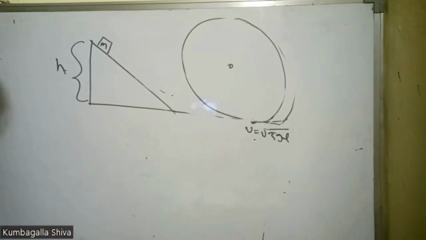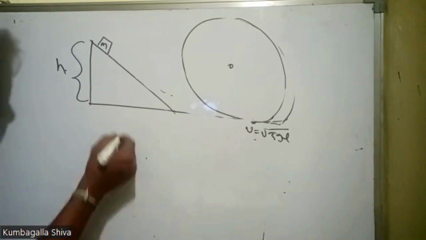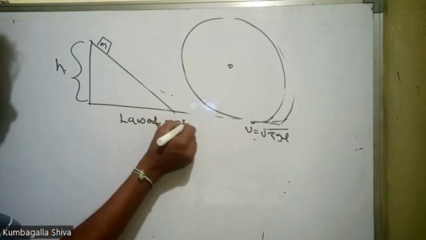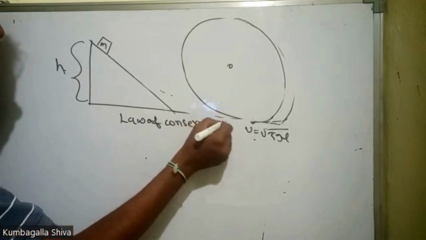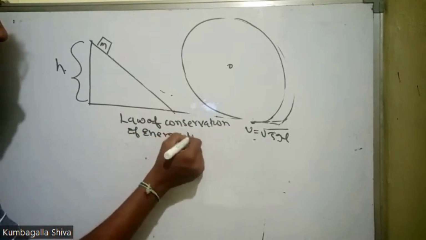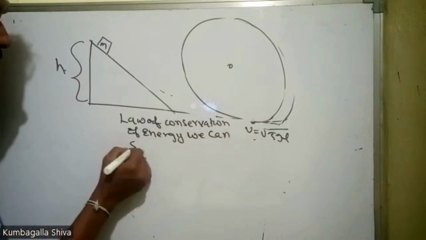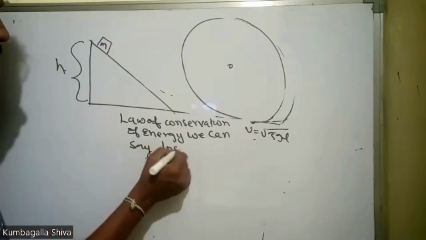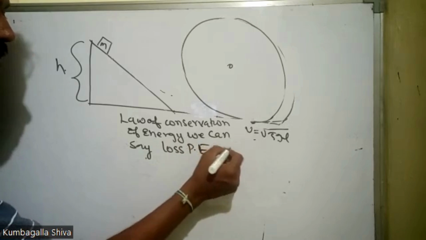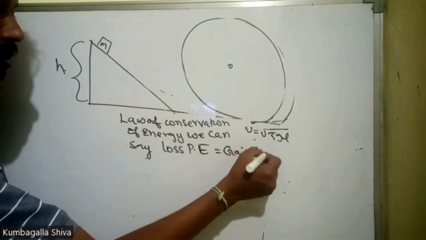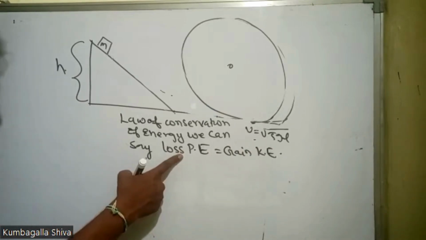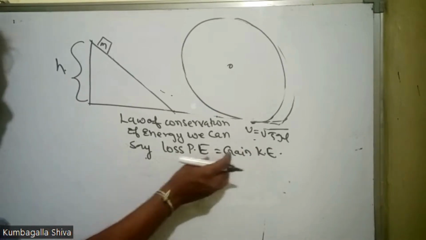Now, we know that according to the law of conservation of energy, we can say loss of potential energy is equal to gain in kinetic energy. This principle is also the law of conservation of energy. We are using the principle that loss of potential energy is equal to gain in kinetic energy.